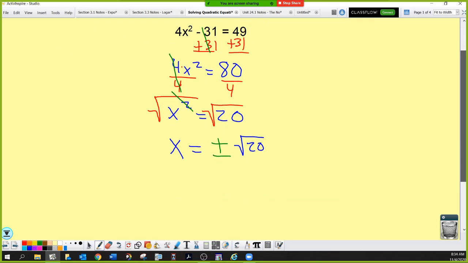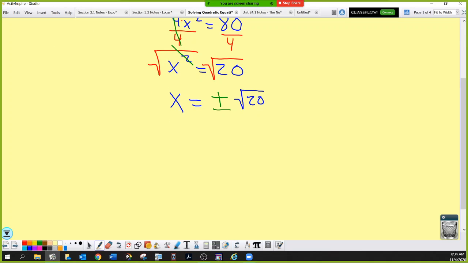All we have to do now is reduce this radical using the skills that we reviewed yesterday. Our job is to know the perfect squares. And you tell me, what perfect square can I divide 20 by? 4. So, all right, well, plus or minus the square root of 4 times 5. You can't take the square root of 5. That number is stuck. But you can take the square root of that 4. So you will take the square root of that 4.